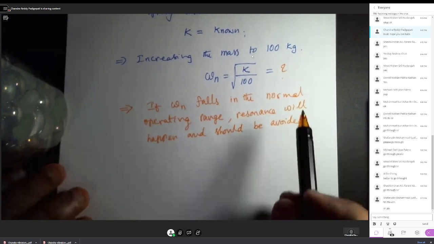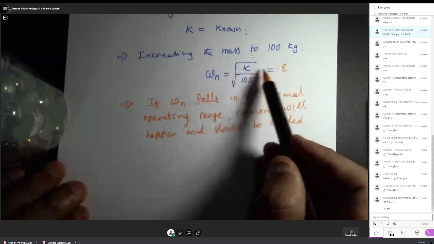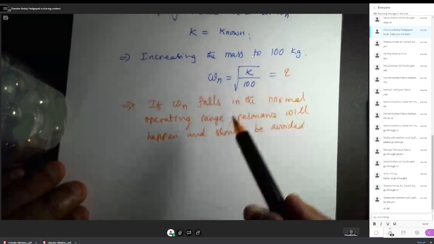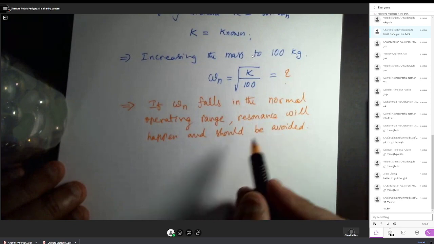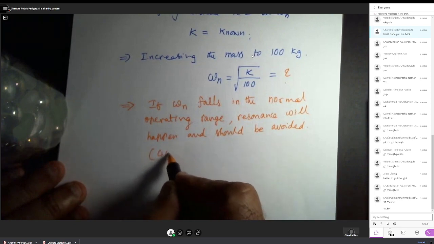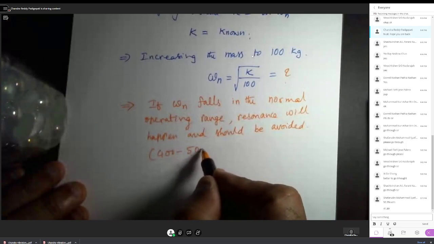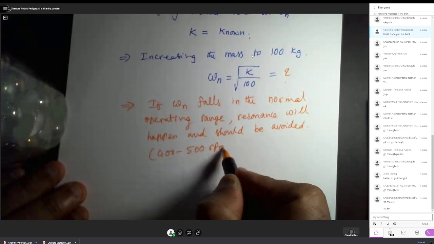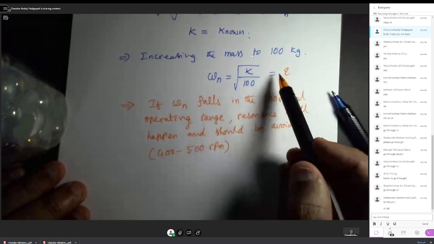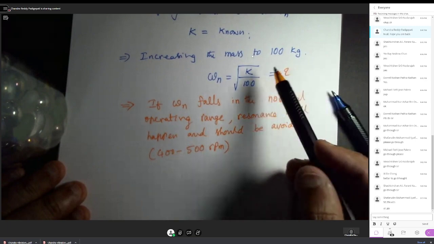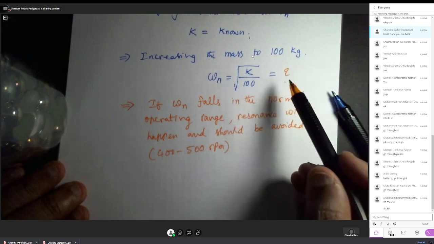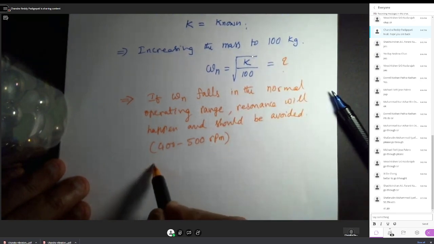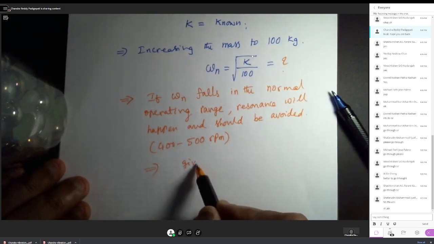So you need to check whether this natural frequency, by increasing the mass, will fall in the operating frequency, that is between 400 to 500 RPM. If it falls, then we need to avoid it. That means you cannot add the mass. If it doesn't, then we can add the mass. So you can give your conclusion.